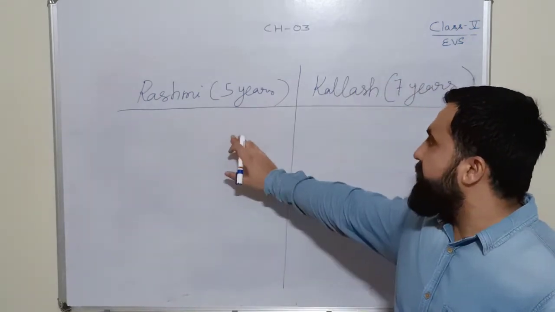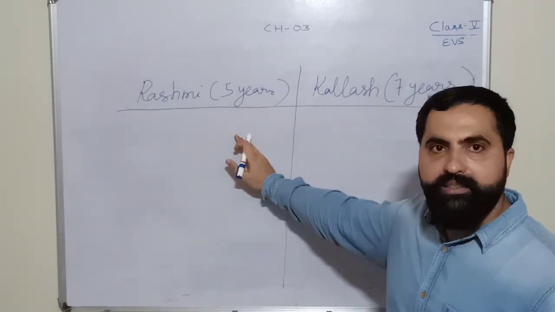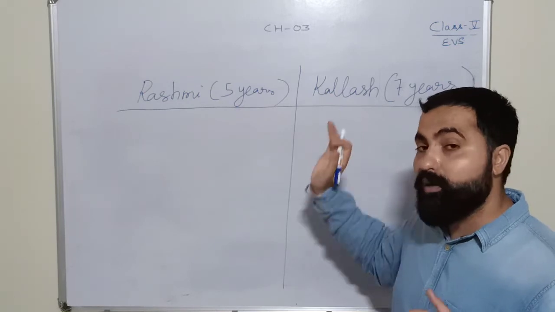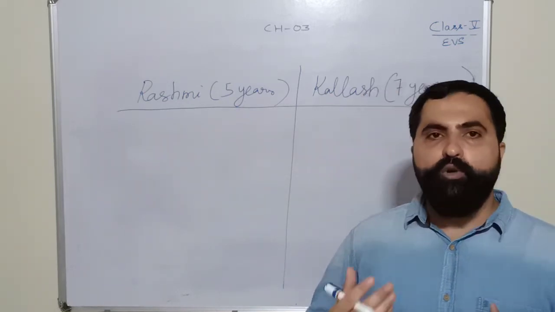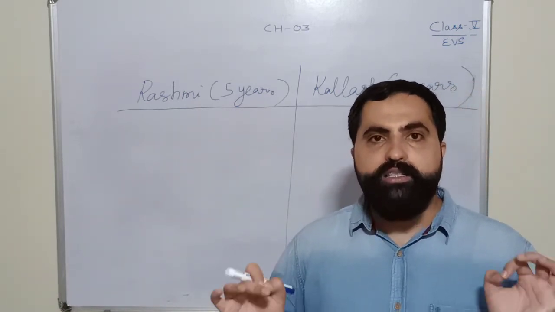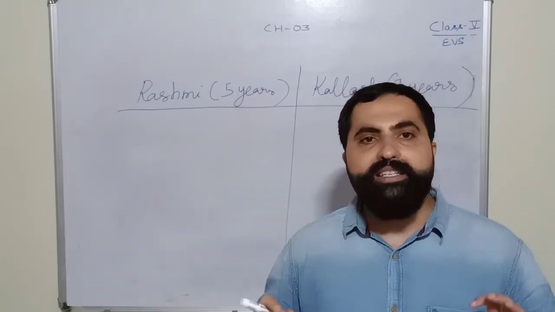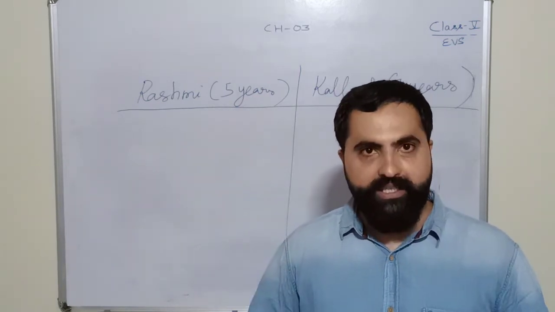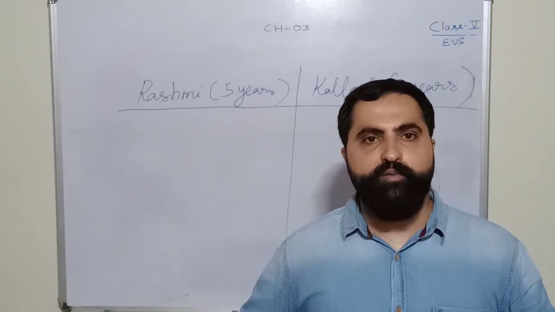So this is Rashmi and this is Kailash. What is common in them? They are both not eating proper food. So what is actually proper food? Proper food is the food that contains all the minerals, vitamins, and proteins that are necessary for our body. That meal or food is called proper food.